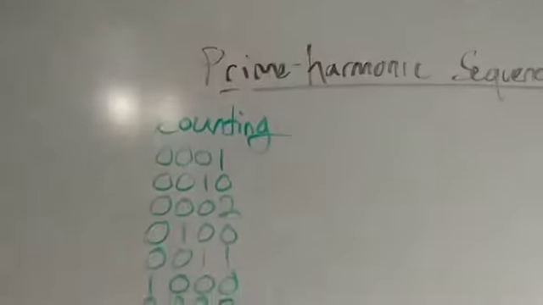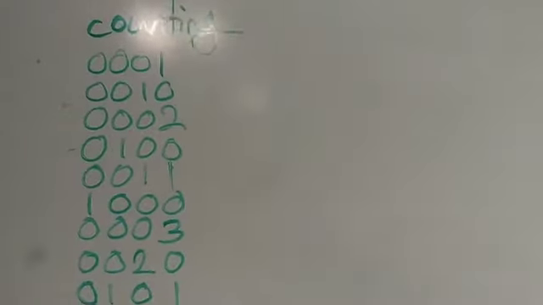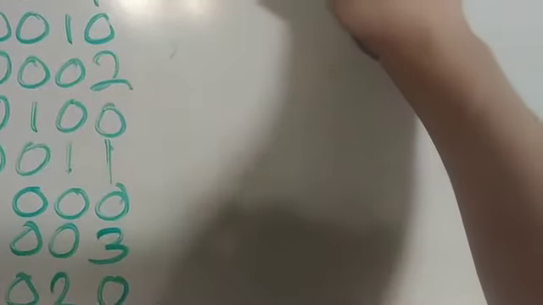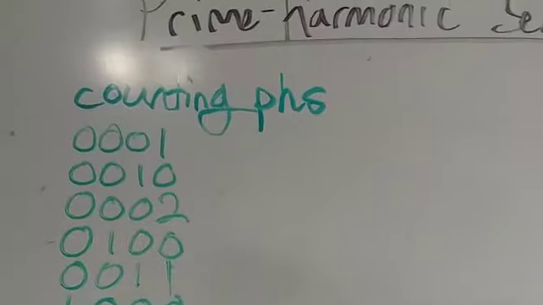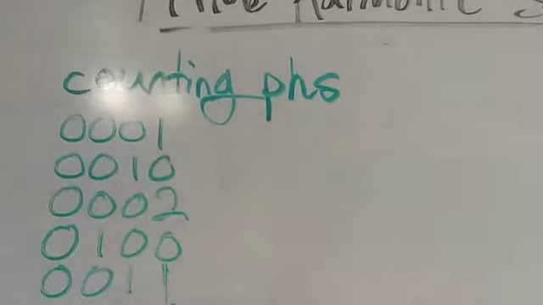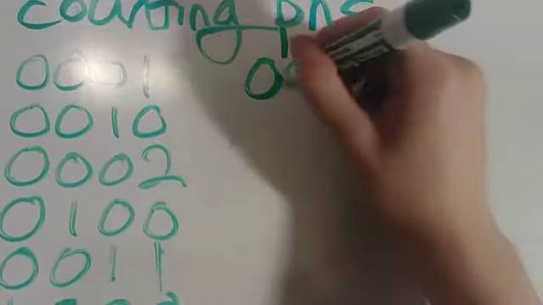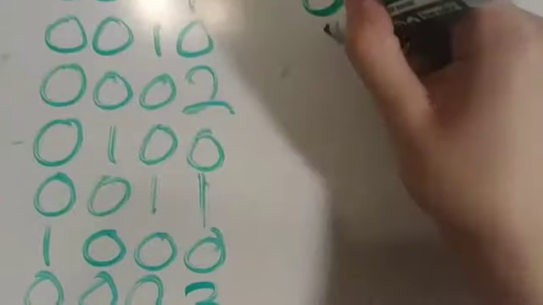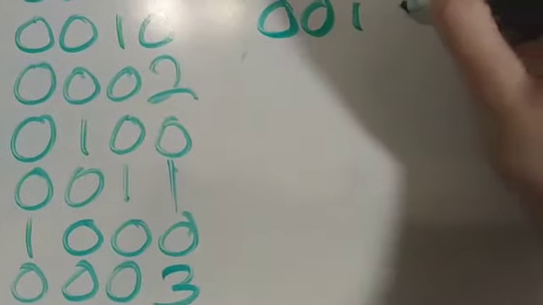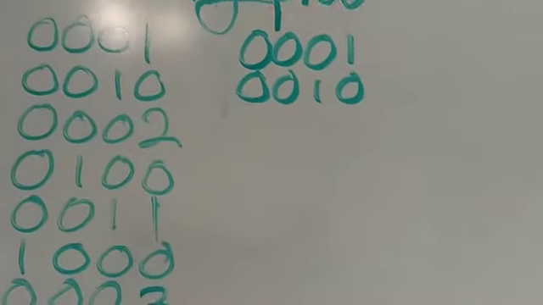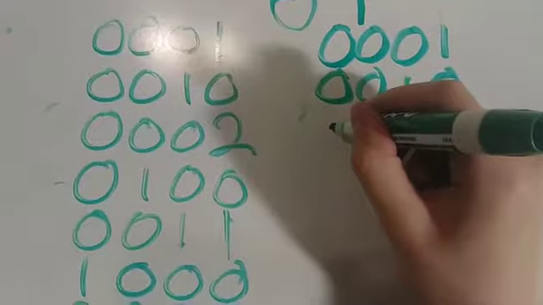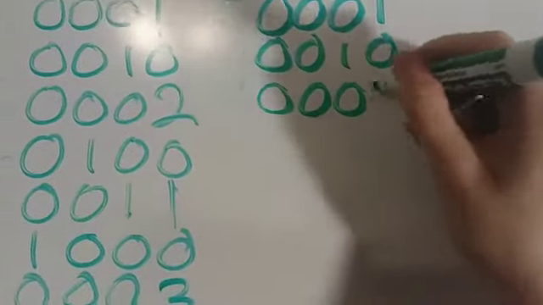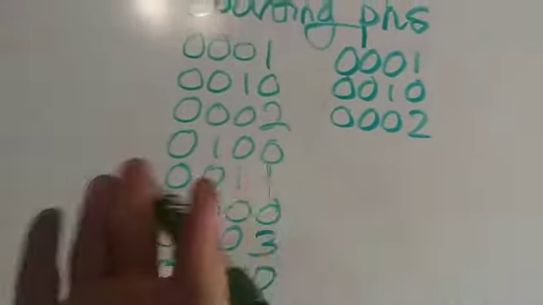This is the ordinary counting sequence. And now I will reveal to you the Prime-Harmonic Sequence, and we will compare what they look like. So Prime-Harmonic Sequence next to that. In the Prime-Harmonic Sequence, you do, of course, start with 0001, and then 0010, and then 0002. So it looks just like before.